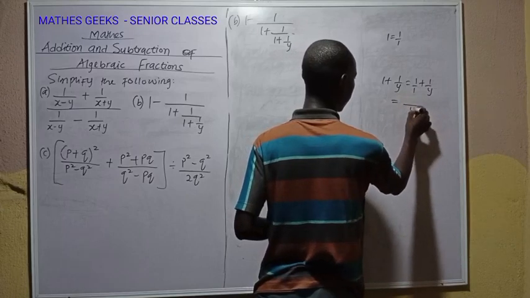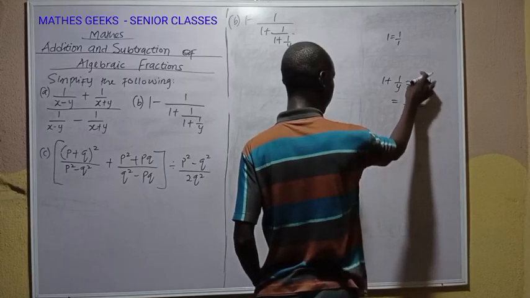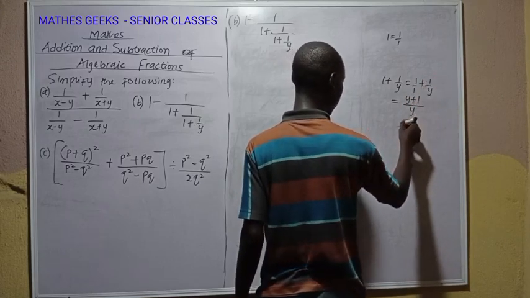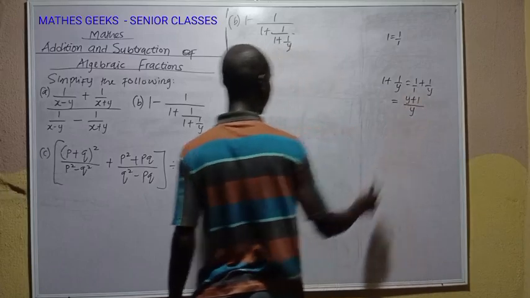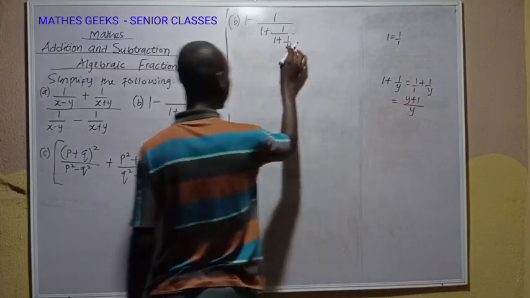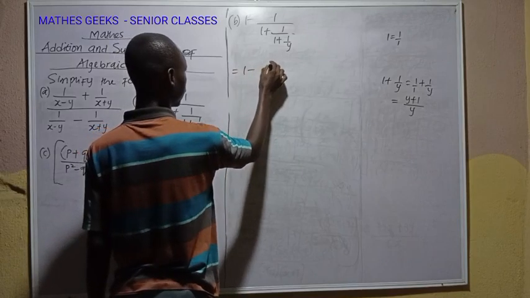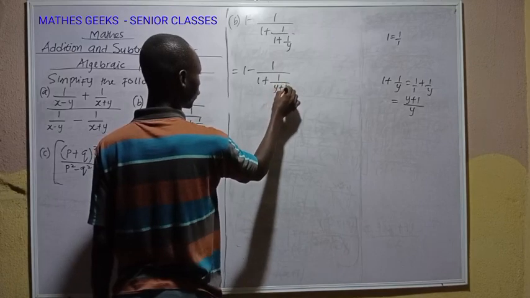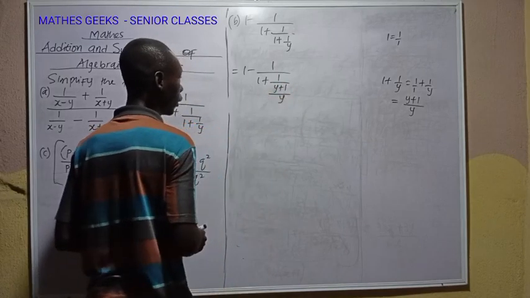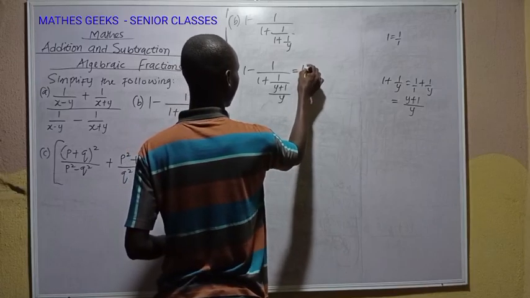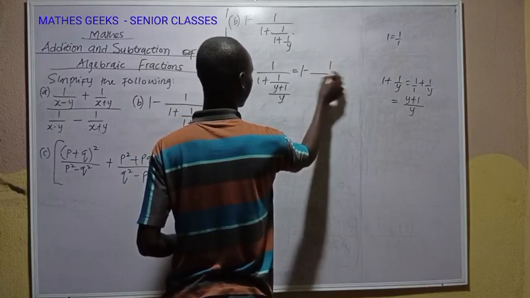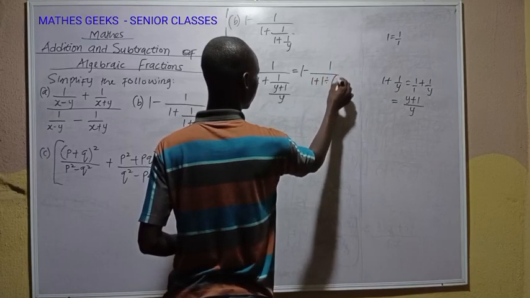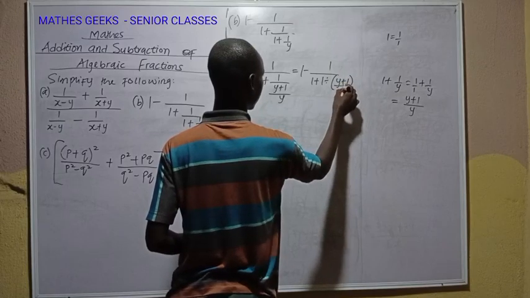Our LCM is y. y divided by 1 is y. y times 1 is y, plus y divided by y is 1, 1 times 1 is 1. So this is the simplified form of this, and we put this in place of this: 1 minus 1 over 1 plus 1 over y plus 1 over y. This can also be written as 1 minus 1 over 1 plus 1 divided by y plus 1 over y.